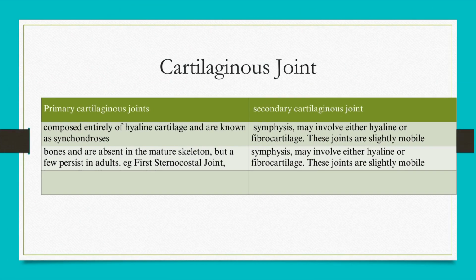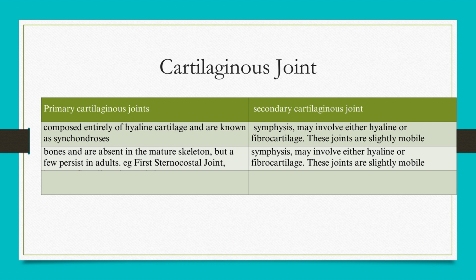Primary cartilaginous joints, also known as synchondroses, are joints where the connecting material between bones is hyaline cartilage. These joints are typically temporary and are found in areas where bones are still growing or developing, such as the growth plates, epiphyseal plates, of long bones in children. Synchondroses allow for linear growth of the bones while maintaining stability during development.